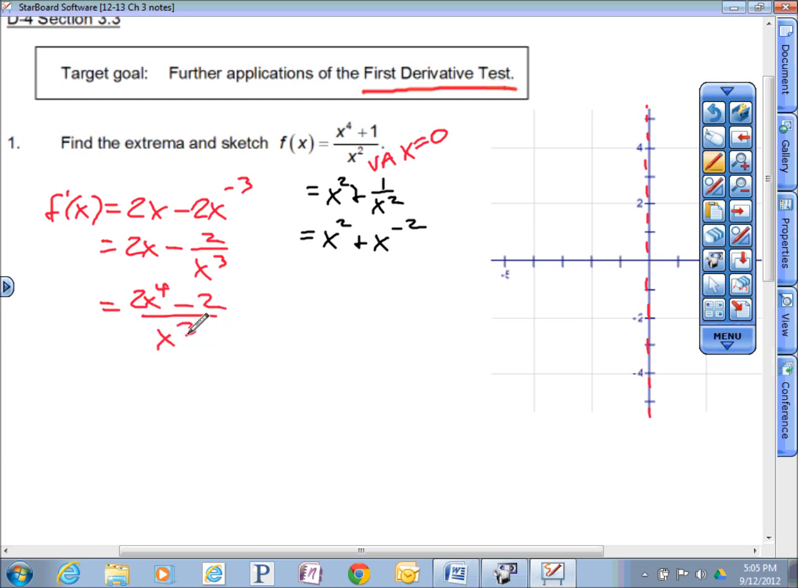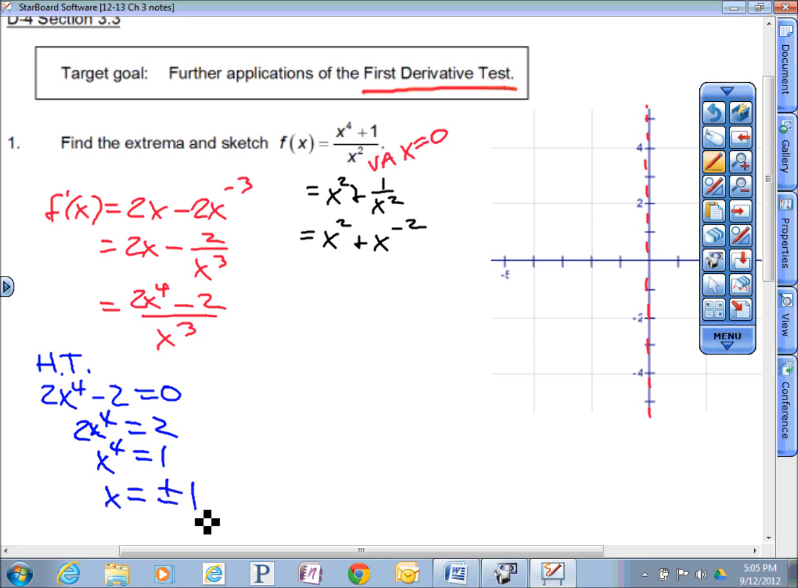So where do I have potential maxes and mins? Well, horizontal tangent, we did this the other day, or we've been doing this a lot. For horizontal tangent, let's set the top equal to 0. 2x to the fourth minus 2 equals 0. 2x to the fourth is equal to 2. x to the fourth is equal to 1. Watch out for that plus or minus monster right there. So we've got two potential critical numbers there.